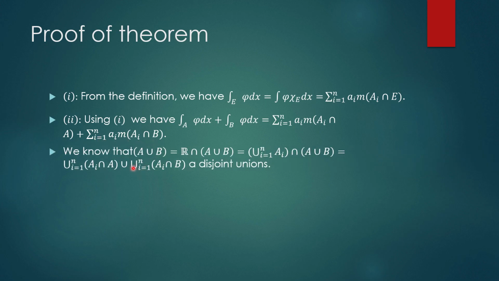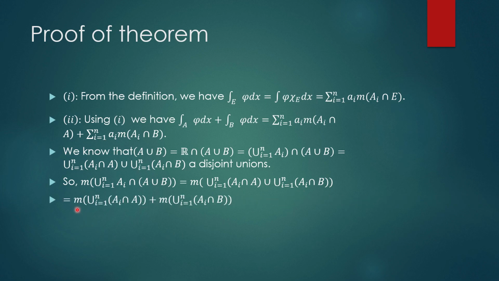Okay, we know that a union b is equal to R intersection a union b, that is exactly equal to the union, i running from 1 to n, of ai intersection a union b, that is equal to, after breakup, you have this one, and this is a disjoint union. All right, so the measure of this one is exactly equal to the measure of this one union this one. Okay, so that is exactly equal to the measure of this one plus this one, because this one union this one is a disjoint union. All right, so this is again equal to the sum, i running from 1 to n, of the measure of ai intersection ai, because here this is also a disjoint union, so you can write in this form.